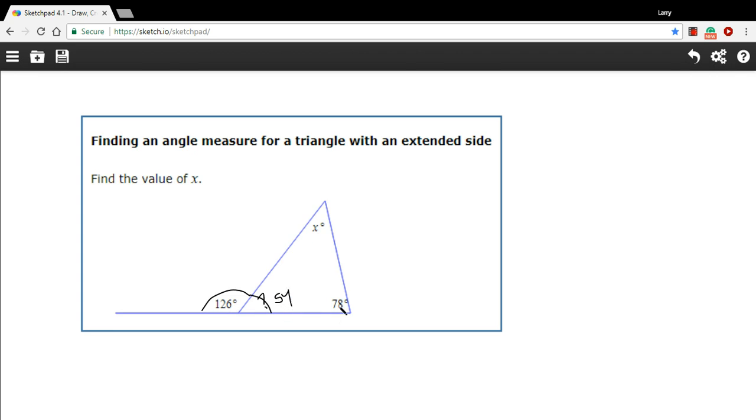And then you'd add together 54 plus 78. That's 132. And then you'd subtract that from 180. And you should get an angle of 48 degrees. So that's how to find the angle measure for a triangle with this sort of extended side structure.